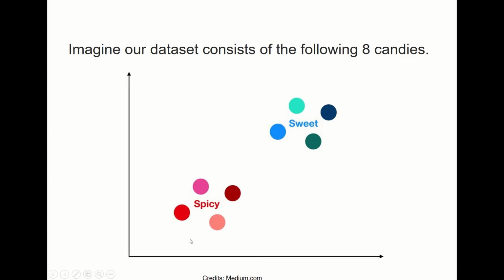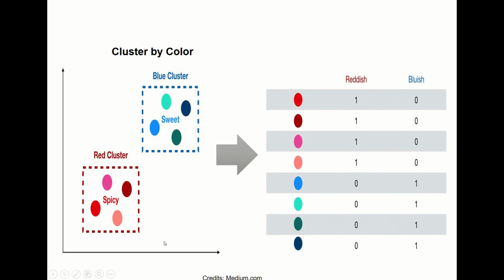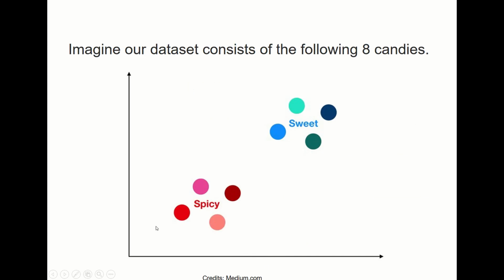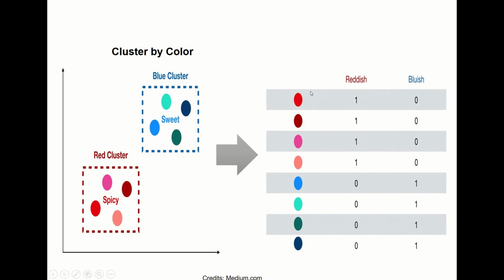Imagine that this is our data set, and in this data set you have spicy, medium, and so on, so different candies. When you put them into, say, a red cluster and a blue cluster, it's very simple, okay. If you see here, these are all red, these are all blue, all zeros, and these are all blues or all ones. So it is very simple.